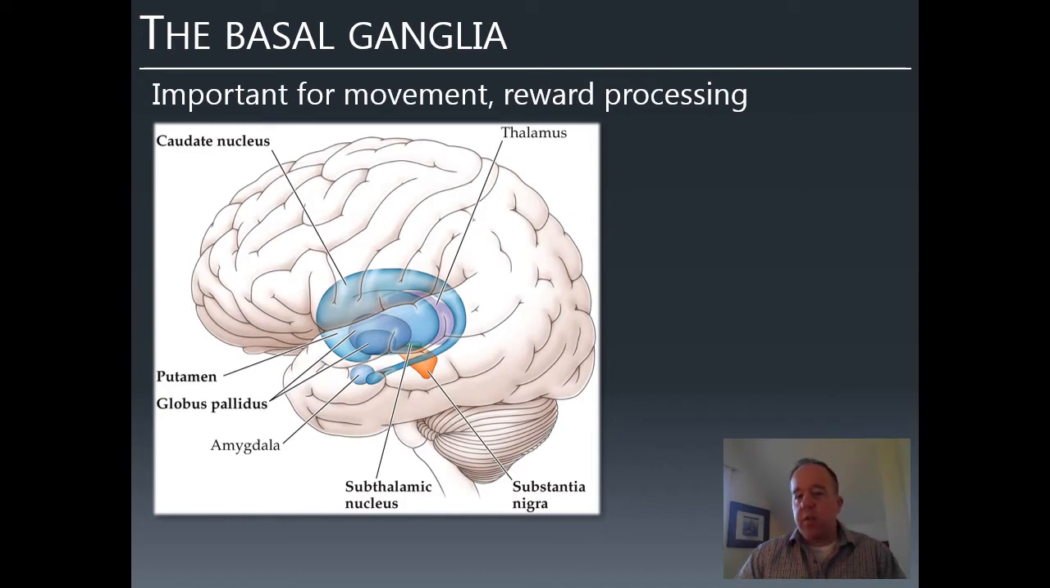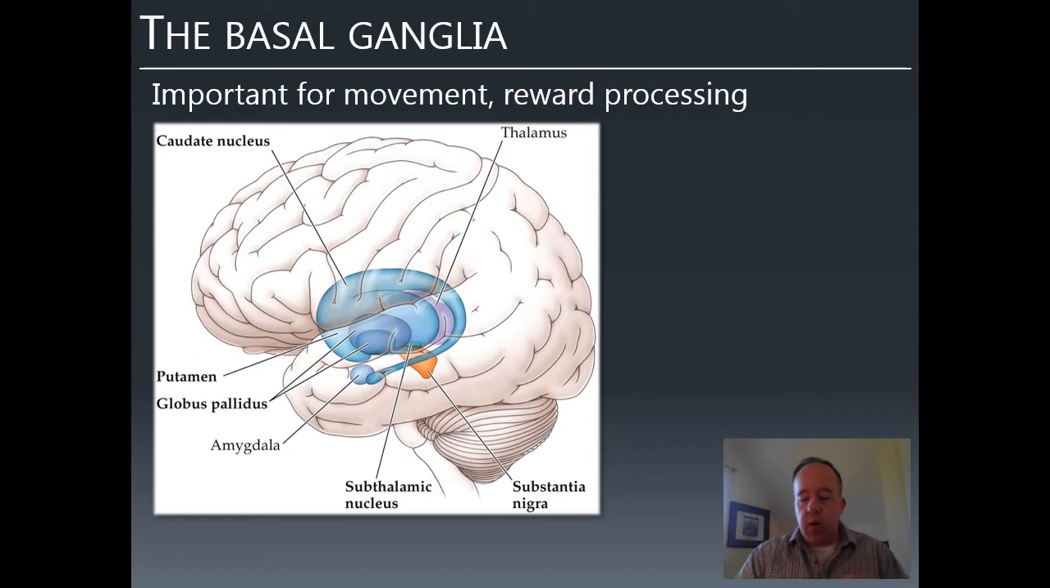Organisms try to pick actions that are rewarding, whether it's seeking out food, finding a mate, avoiding potential harm. Actions are selected based on what they're going to yield, based on what the action will do for the organism. And so that's why these are functions that are similar in a way and are housed in the same structure, the basal ganglia.